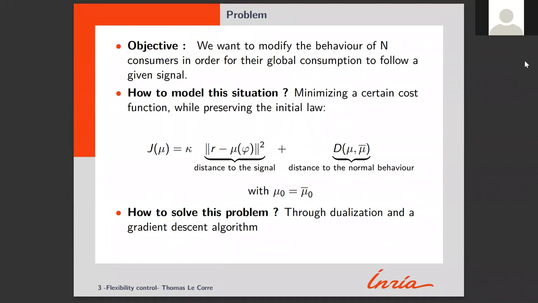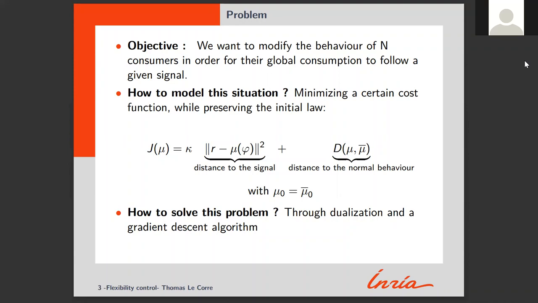So if we want to mathematize this problem a bit, the objective is to modify the behavior of a certain number of consumers in order for their global consumption to follow a given signal. So for example, the signal of demand of the last slide. To model this situation, we want to minimize a certain cost function, which is the following. With a part which is the distance to the signal. So here is the signal and here is the global consumption. And also the distance to the normal behavior. So we want a compromise between these two terms, not to modify too much the behavior of the consumers and also to get closer to the signal of the demand. And also we want to preserve the initial law. We don't want to move that. So to solve this problem, we will use dualization and the gradient descent algorithm.